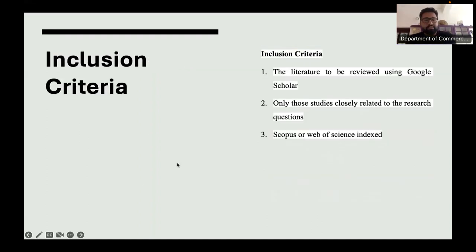So there are inclusion criteria. As I said, the inclusion criteria: the literature to be reviewed using Google Scholar. So MCom or MBA projects, they can use Google Scholar. Very good. Google Scholar is providing the database and the citation reference also. So the students can access Google Scholar.